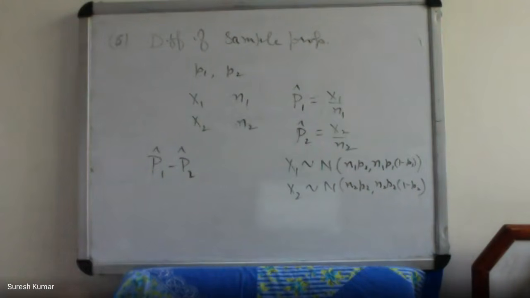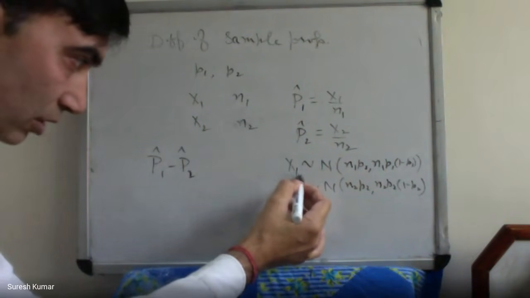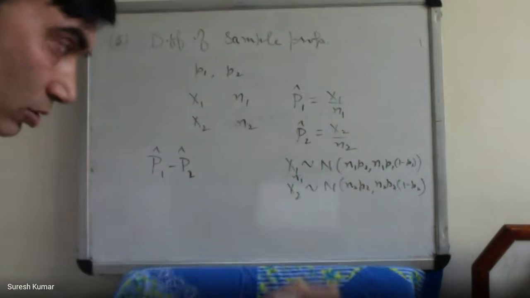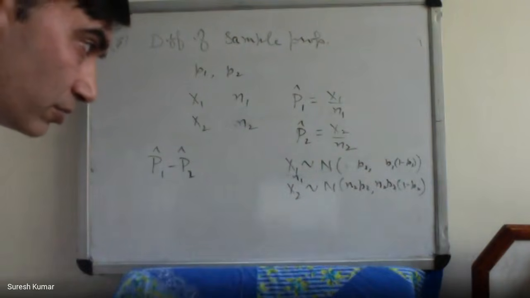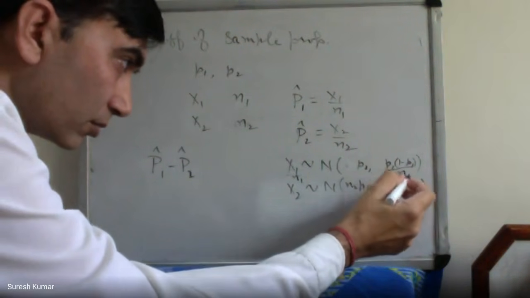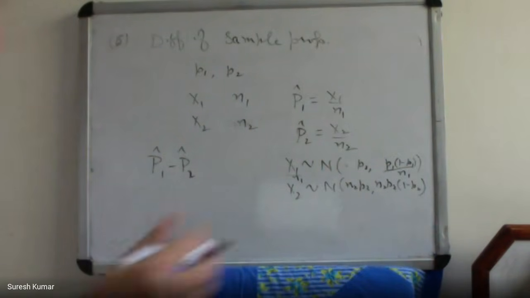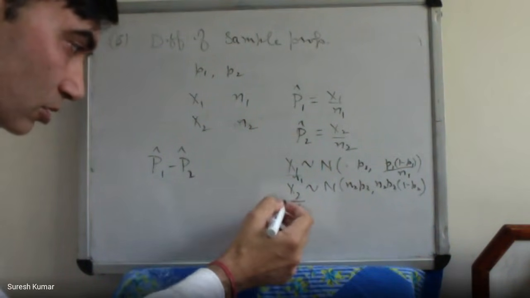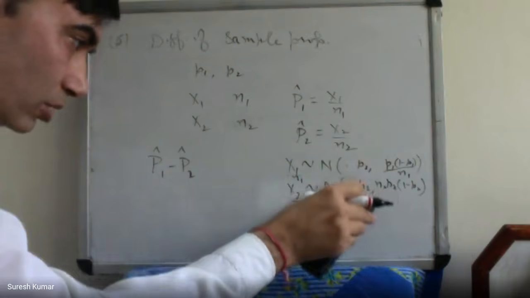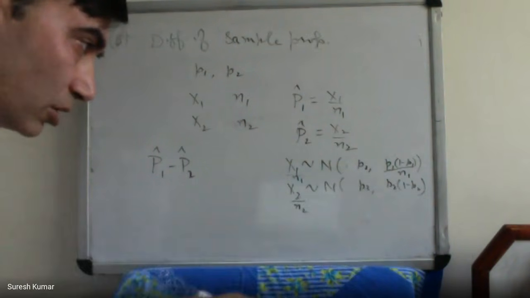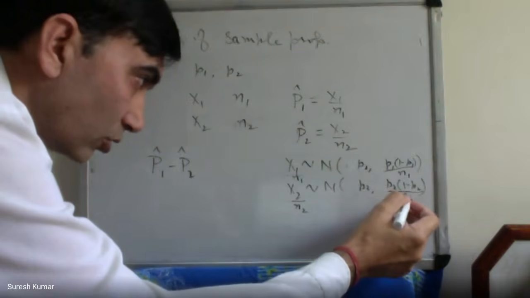Now, what is the distribution of P1 cap minus P2 cap? As we have done in the single sample proportion case, x1 over n1 follows which distribution? Normal distribution with mean P1 and variance P1 into 1 minus P1 over n1. Likewise, x2 over n2, meaning P2 cap, follows a normal distribution with mean P2, variance P2 into 1 minus P2 over n2.